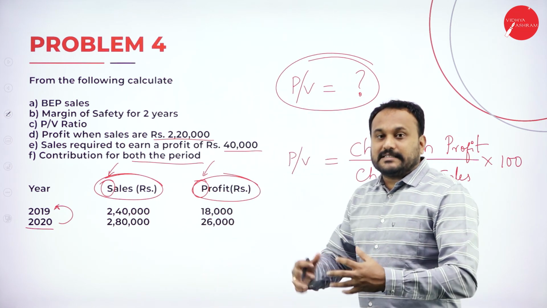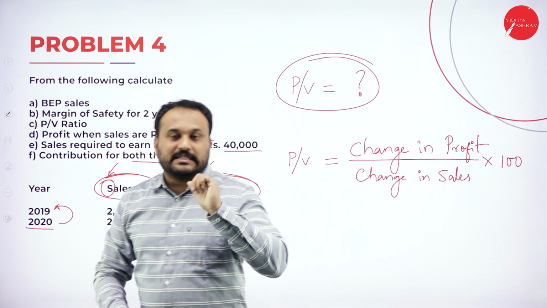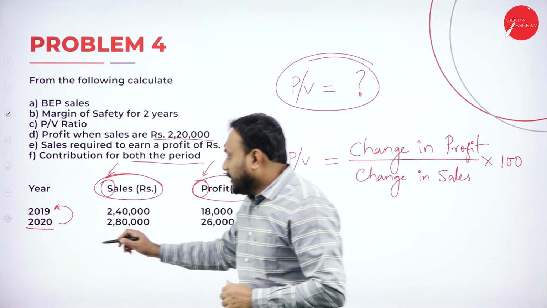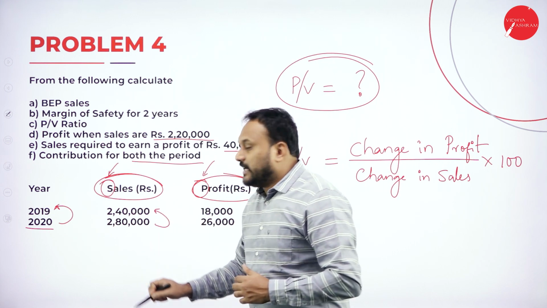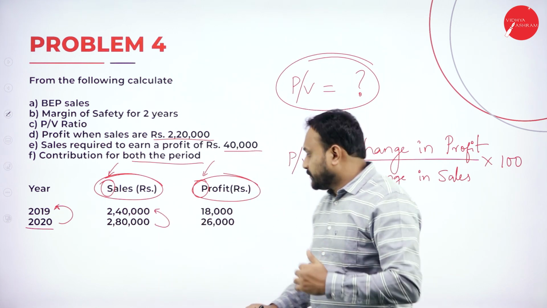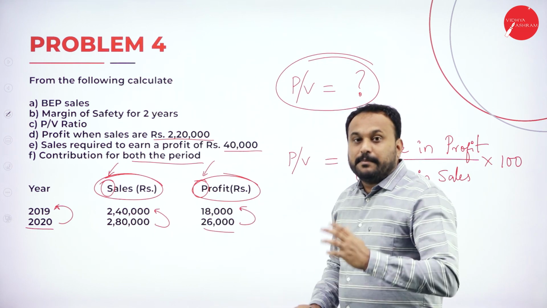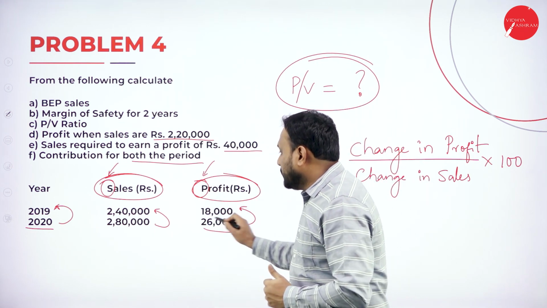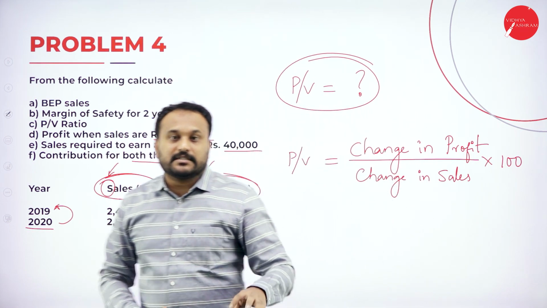Now how to understand the formula? What exactly the understanding is? Now they have given 2 year sales and 2 year profit. That means we need to know what is the change of 2020 to 2019. What is the differences? Now here profit I made in 2020 is 26,000, but earlier I made profit of 18,000. So what is that PV ratio? What is the change here? So that is how you are supposed to go with.